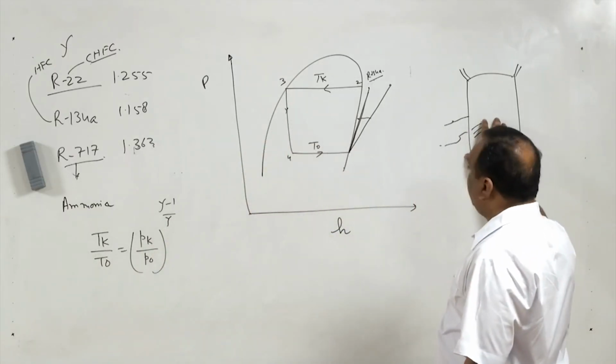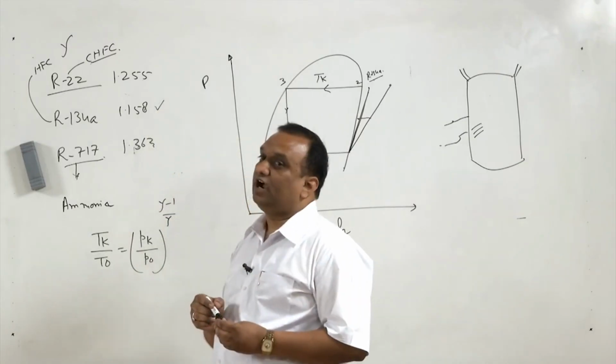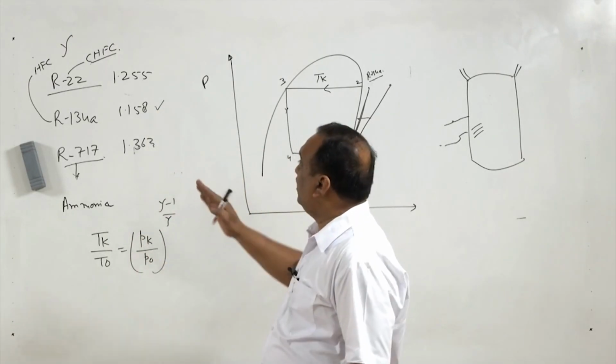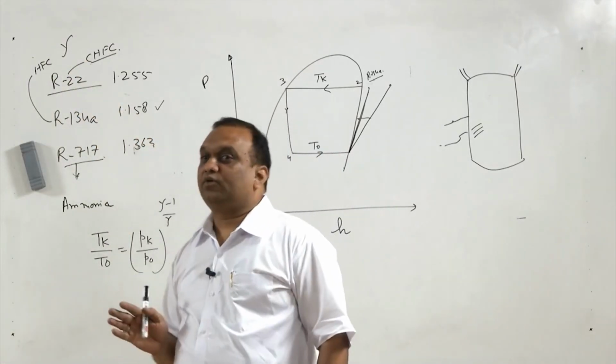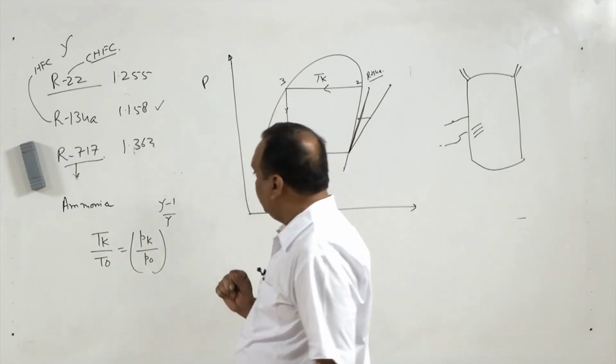So for these types of applications, normally R134a, and previously R12, was used. If we use any other refrigerant which has a high value of gamma, there is a possibility that proper cooling will not be there inside the hermetically sealed compressor and the windings will be burnt out.